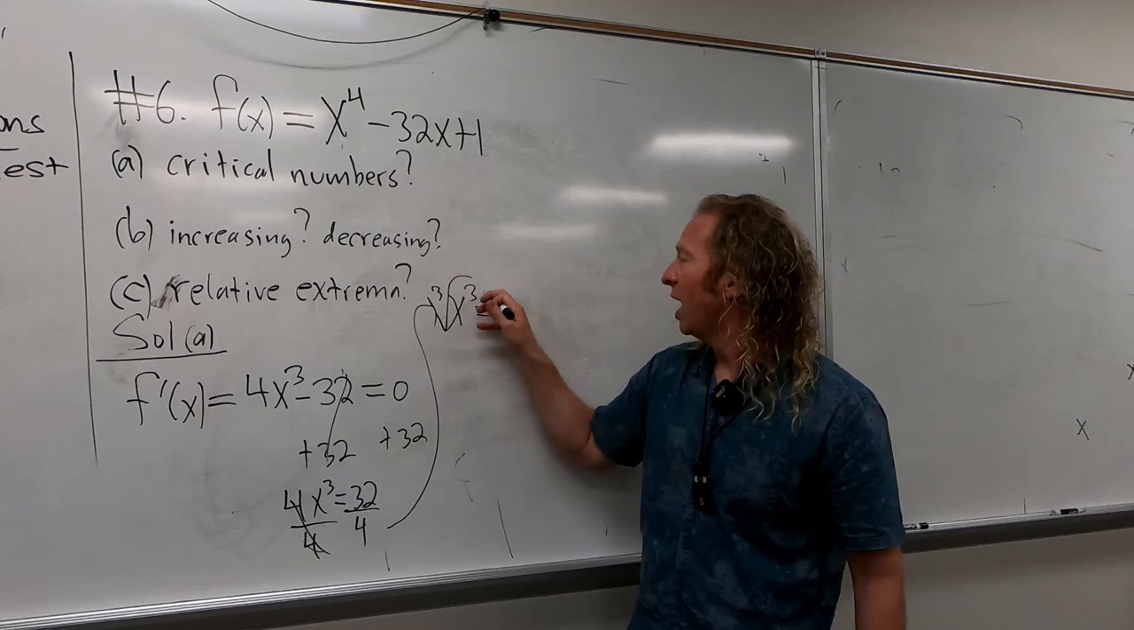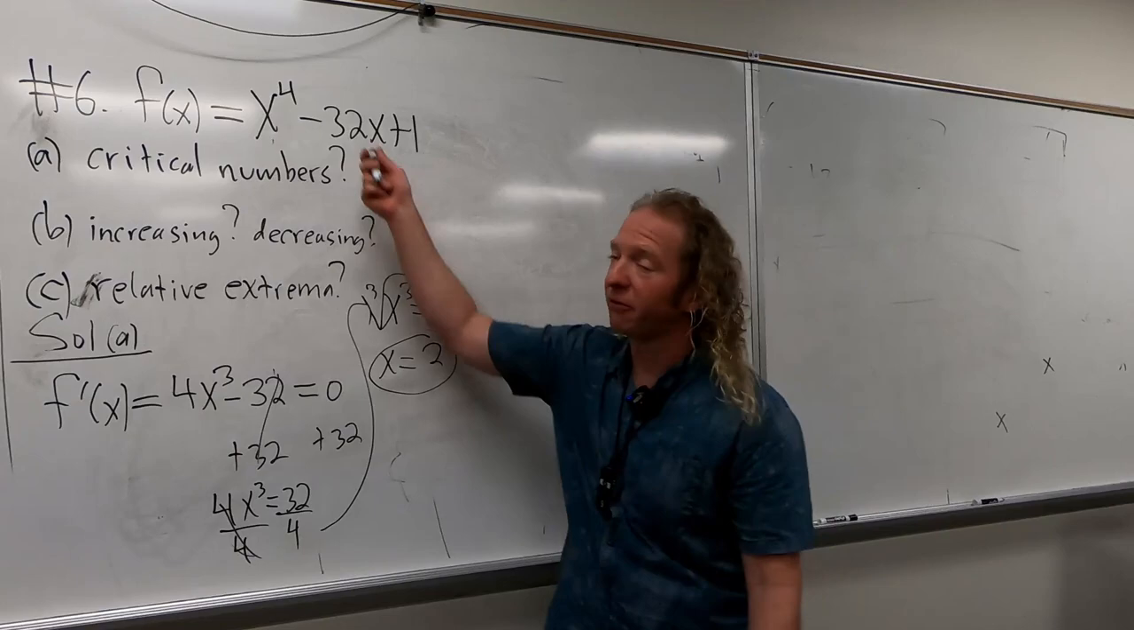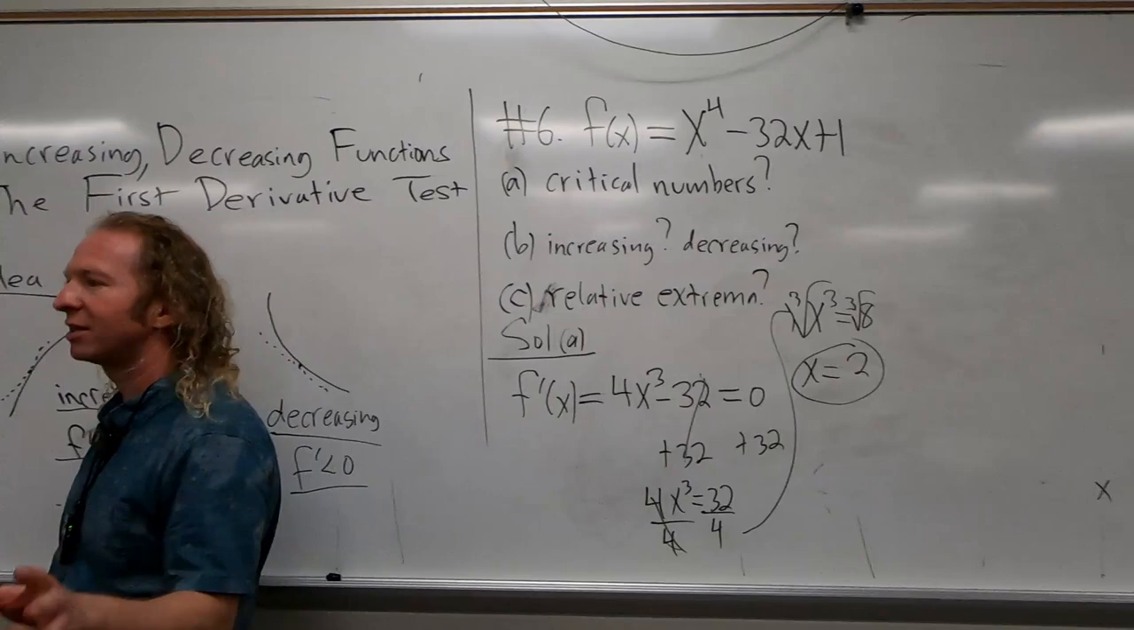And I think it was Aaron who asked about this last time. When you take an odd root, you don't need to have the plus or minus, right? Just the plus. So that's the critical number. It's in the domain of the function, right? You can plug it back in, so everything is good. So any questions on that step? That's part A. It's pretty easy. Okay, part B.